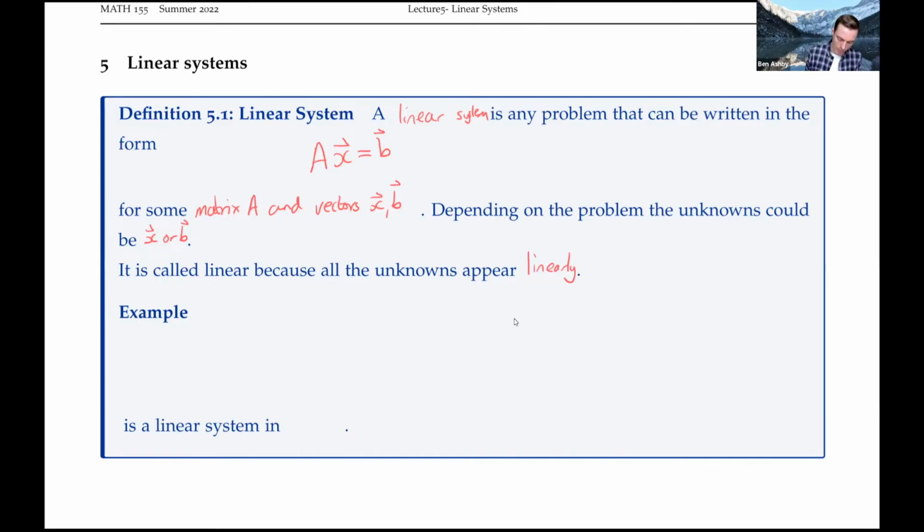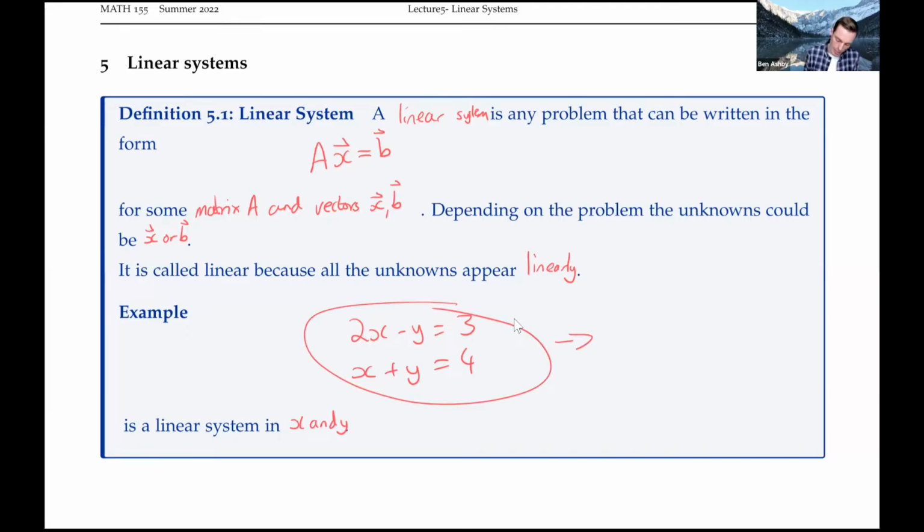So for example, if we have a system of linear equations like 2x minus y is equal to 3 and x plus y is equal to 4, then this is a linear system in x and y because we don't have terms like x squared or xy. So this is a linear system, and what we're going to talk about today is how we can write this type of system here as a matrix equation in the form AX is equal to B, where our vector of unknowns X is equal to the vector (x, y).